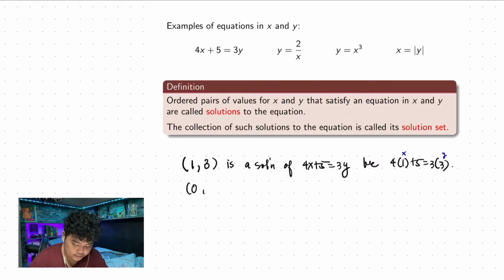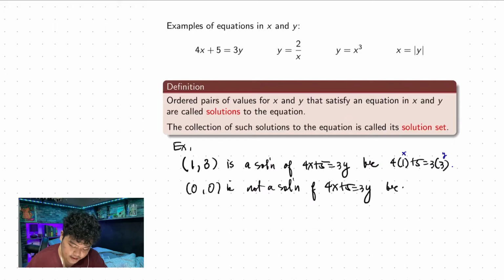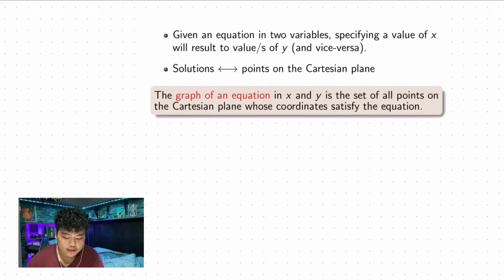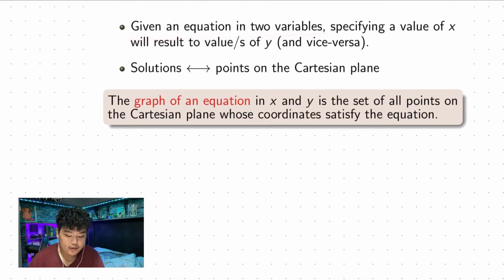Etong 0, 0 is not a solution. Bakit siya hindi solution? Because pag sinubstitute mo yung 0 sa x, tsaka yung 0 sa y, hindi sila mag-i-equal. Okay ba yun? And kapag binigyan ka ng equation in two variables, pag nag-specify ka ng value ng x, may masosolve kang y. And vice versa, kapag nag-specify ka ng value ng y, may makocompute kang x, diba? So, ito yung way ng pag-generate ng solutions xy.